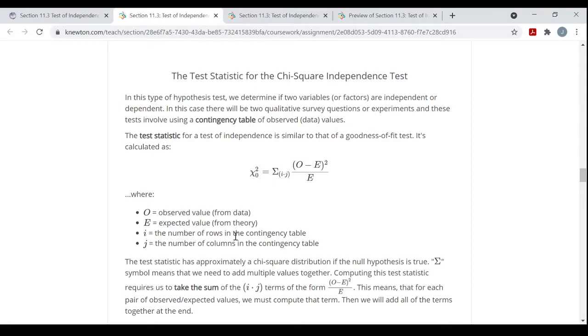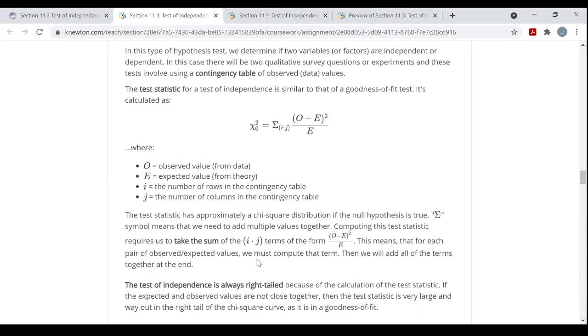I is the number of rows of the contingency table. J is the number of columns of the contingency table. The test statistic has approximately a chi-square distribution if the null hypothesis is true. And again, this sigma symbol means you're adding. So you're going to sum I times j terms of those observed minus expected squareds divided by expected.